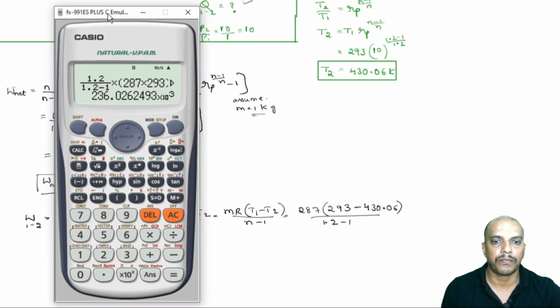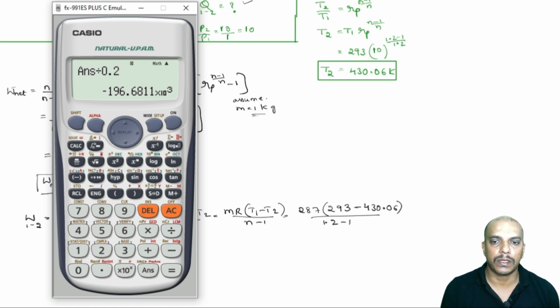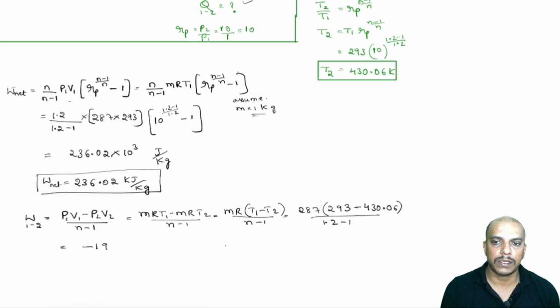So that will give me an answer: 287 into 293 minus 430.06. That is the numerator, divided by 1.2 minus 1, that is 0.2. So minus 196.68 into 10 power 3, that is minus 196.68 into 10 power 3 joule per kg. And we know why it is negative.